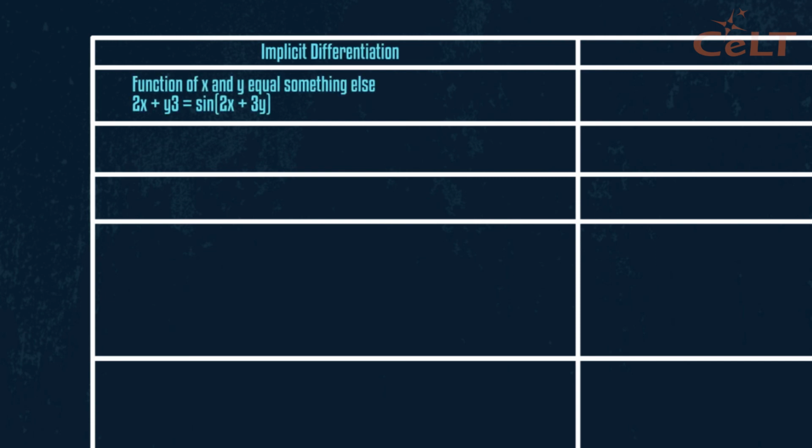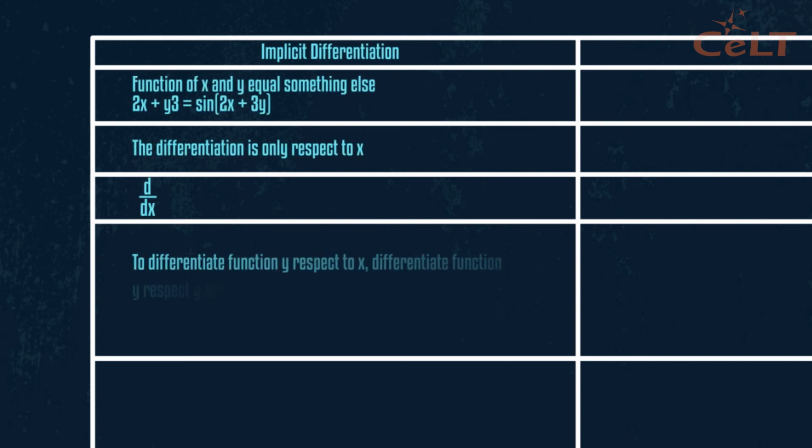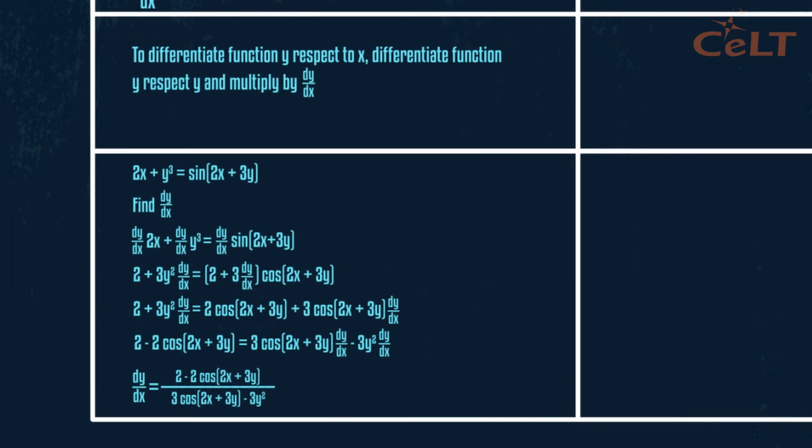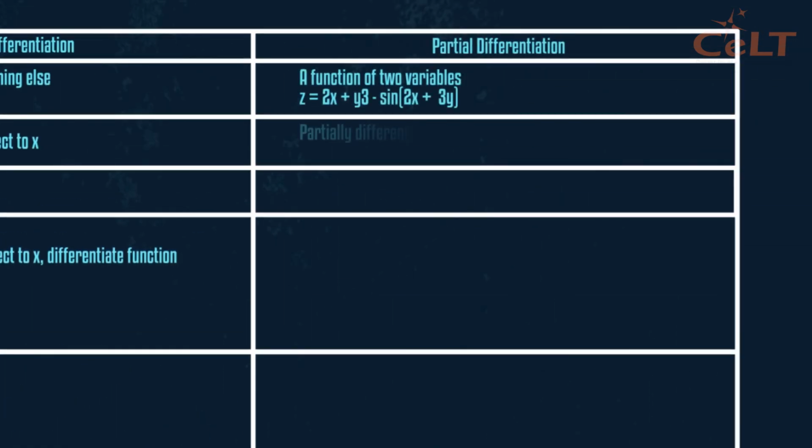So, these are a few important things that you have to bear in mind when you want to do implicit differentiation and partial differentiation.